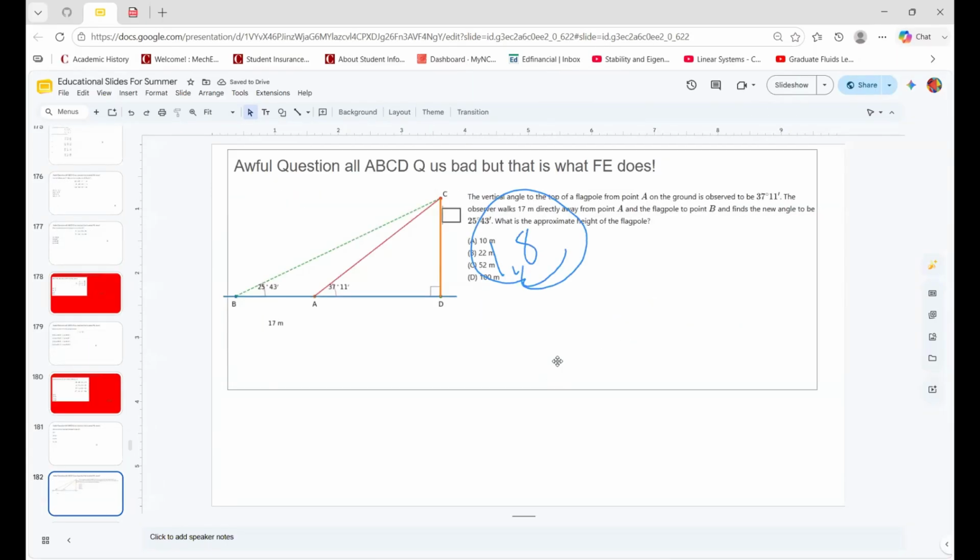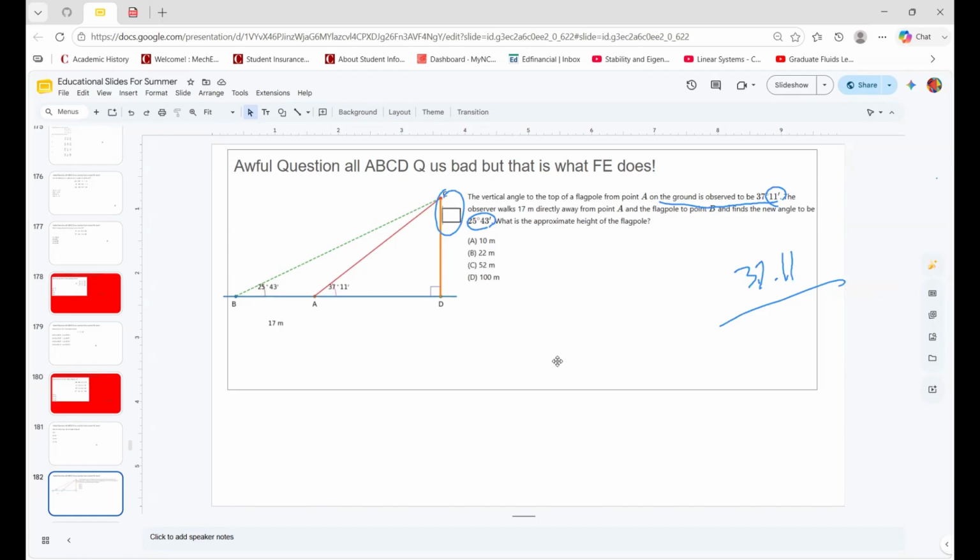Okay, we can clear this out. What does this say? The vertical angle at the top of the flagpole, okay. On the ground observes, okay. So there's a 37. What even is this? First of all, I've never seen that in my life. No one goes above a degree on these angle types. That must be like a 37.11 or something. Yeah, never seen that before.